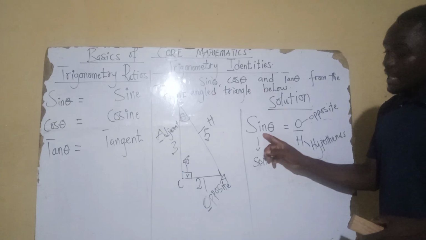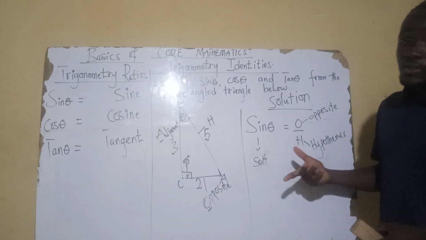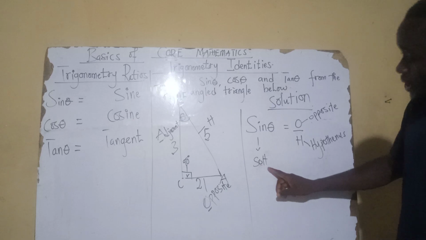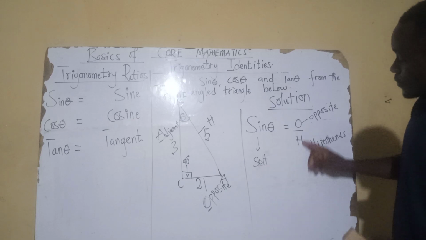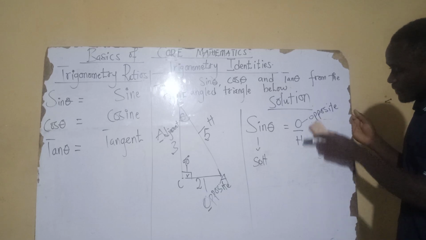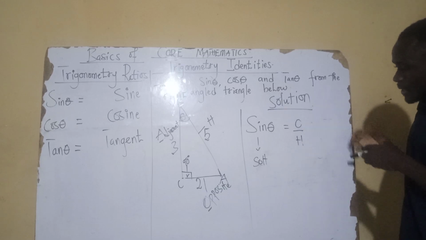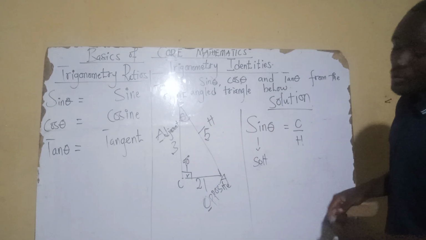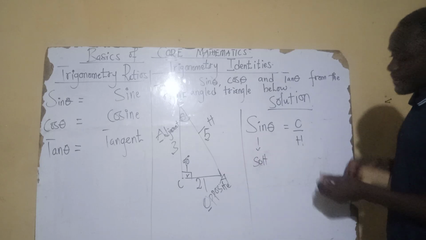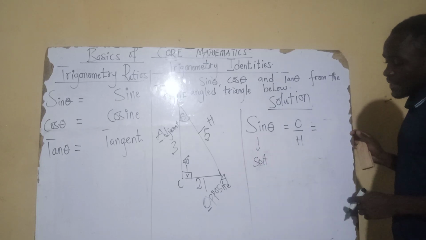Now I said sine of the reference angle means what? SOH. So it means opposite over hypotenuse. Are you with me? Good. So let's proceed. Now what we are going to do right now is we just look at the triangle over there. We identify the value for the opposite, then the hypotenuse, then we substitute. Good. So let's continue.